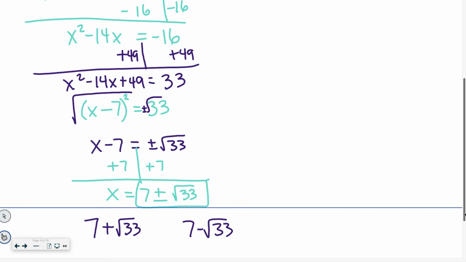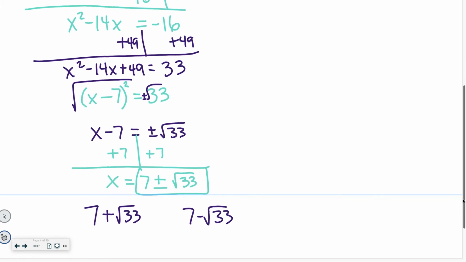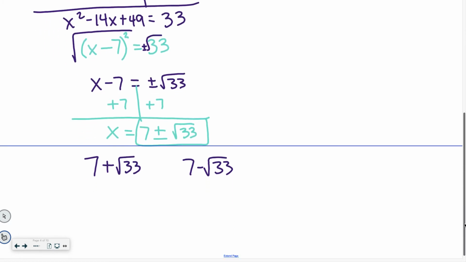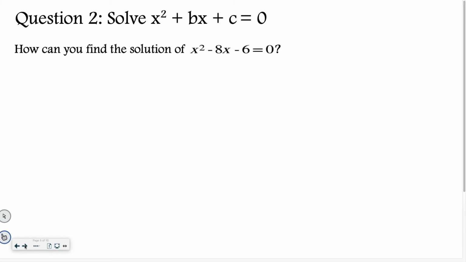So now I have x minus 7 equals the positive version of the square root of 33 and the negative version of square root of 33. And the last thing I have to do to get x by itself is add 7 to both sides. So I said x equals 7 plus the square root of 33 and x equals 7 minus the square root of 33. All right. Now, it is your turn. Follow those same steps. How can you find the solution of x squared minus 8x minus 6 equals 0? Good luck.